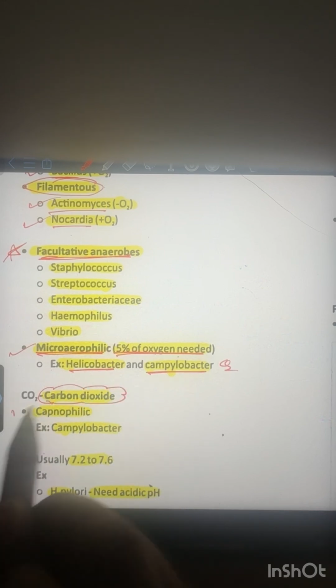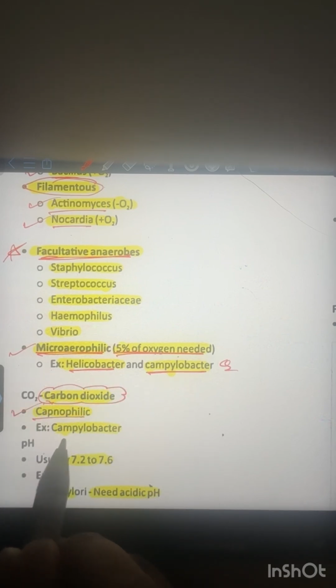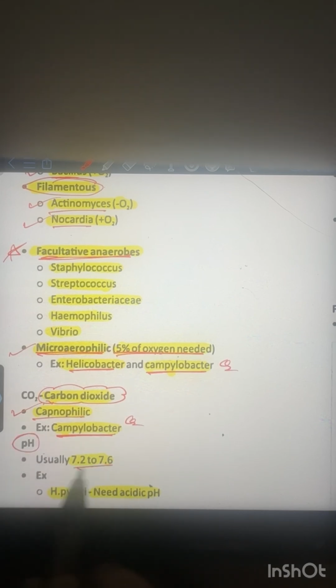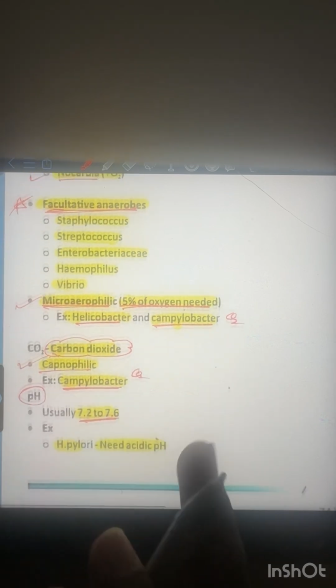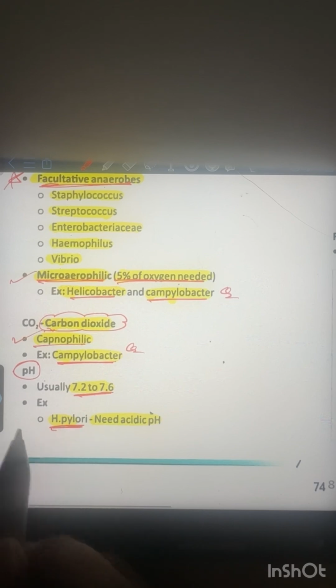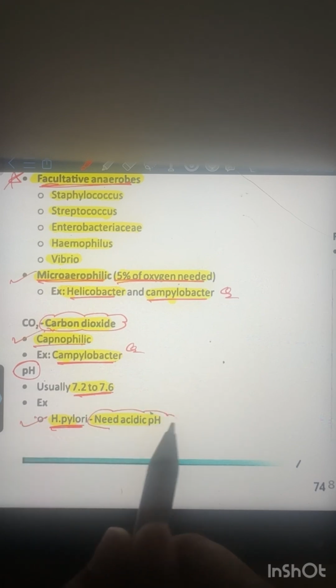The usual pH that they require is going to be 7.2 to 7.4 or 7.6 also, but I think all of you know that there is one organism, Helicobacter pylori, and Helicobacter pylori is definitely something that can survive in an acidic pH. Similarly, all of you know there is an organism called Proteus. Proteus tends to survive more in an alkaline pH.